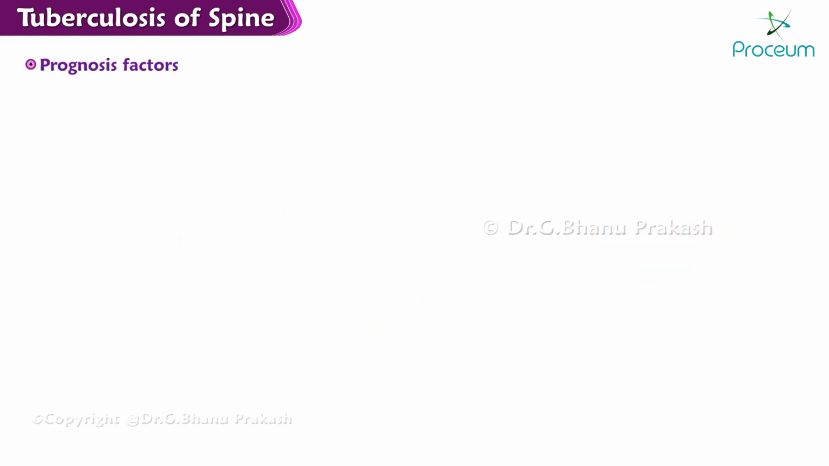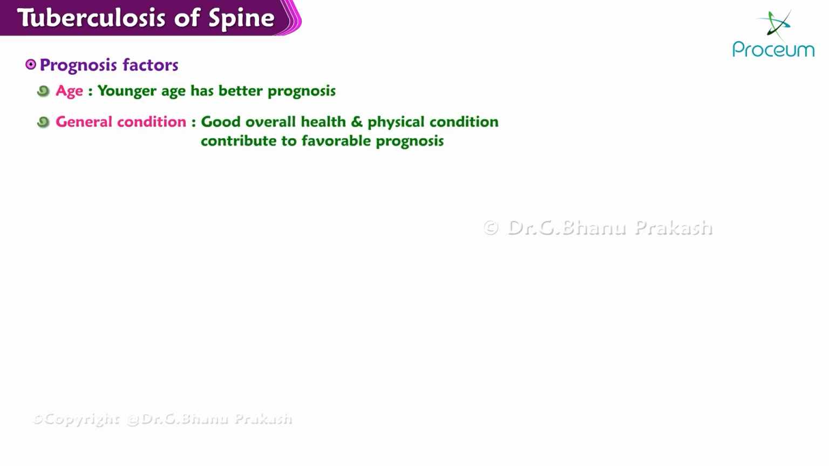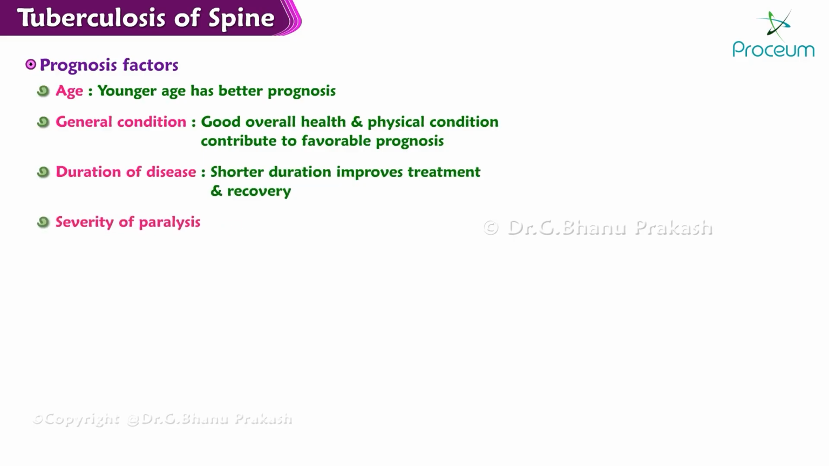Prognosis factors for spinal tuberculosis. Age. Younger age is associated with a better prognosis. General condition. Good overall health and physical condition contribute to a more favorable prognosis. Duration of the disease. Shorter duration of the disease improves the chances of successful treatment and recovery. Severity of paralysis. Incomplete paralysis without bladder and bowel involvement is more likely to have a positive prognosis.